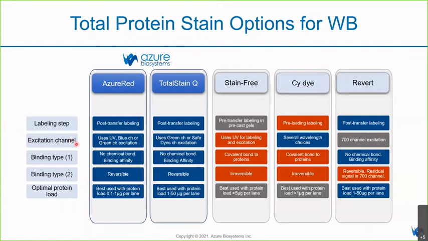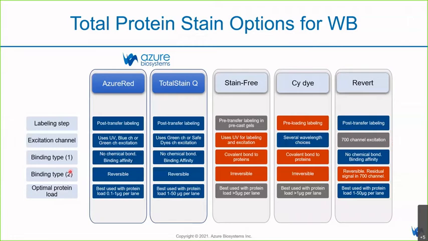It's best if you have a staining that allows you to detect it at different channels, instead of having, for example, a specific channel to view it. For example, you must have a 700 channel to excite this. Then this might be very difficult for certain labs that do not have such a digital imaging system, right?